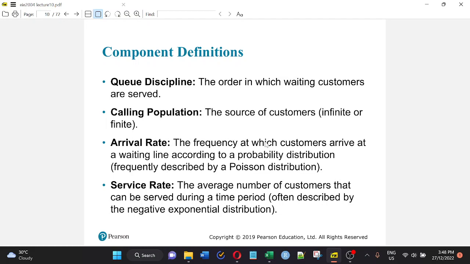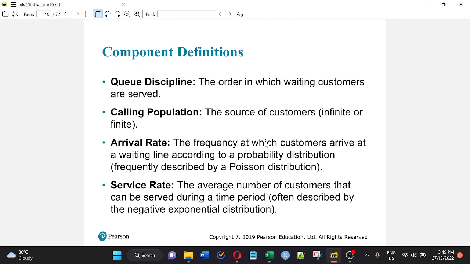But sometimes the population is also finite. For example, we are talking about the Klinik Kesihatan Pelajar, yeah, the university clinic. So the population is finite, up to the UM staff and UM students only. So for example, how many UM staff and how many UM students we have, like certain thousand numbers, right? So there is a finite calling population. So people other than UM staff and UM students are not allowed to go to the university clinic. Okay, the students' clinic, I would say.